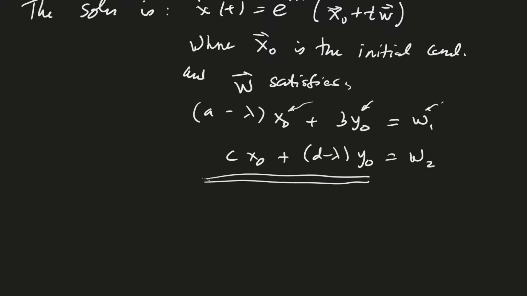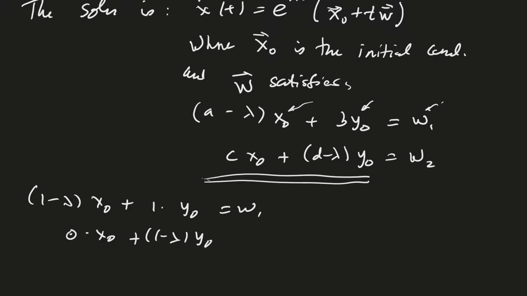Well, this would be (1 minus lambda) times x0 plus 0, plus 1 times y0 equals w1, and then 0 times x0 plus (1 minus lambda) y0 equals w2. And so you see here, what's your w1? w1 is equal to y0, w2 equals 0. Good. And so this is your w now: y0, 0.